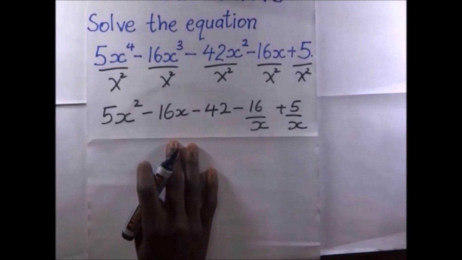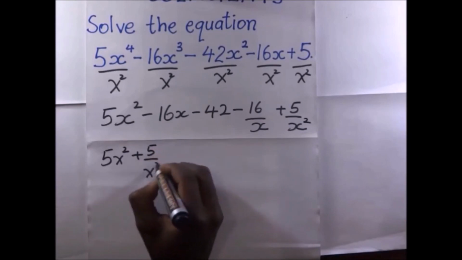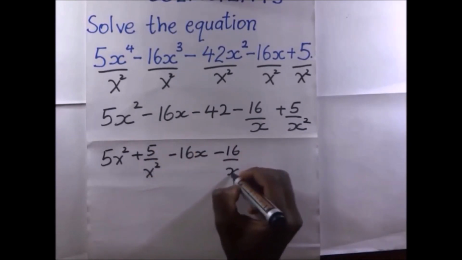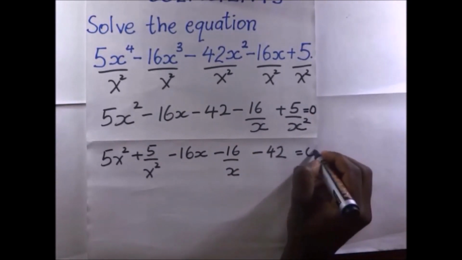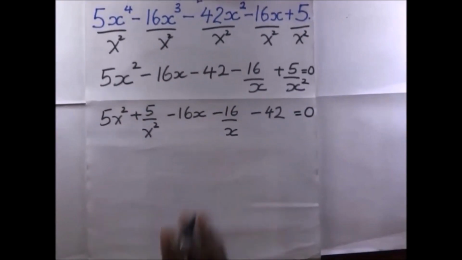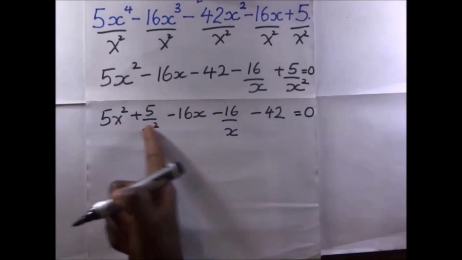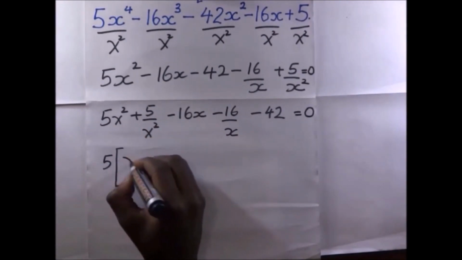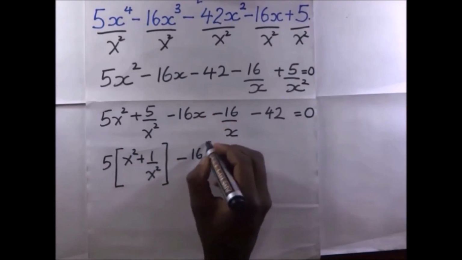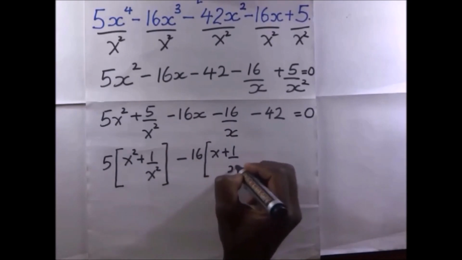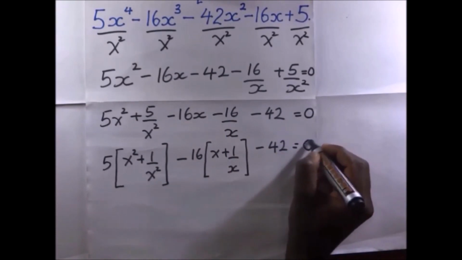So we collect like terms. 5x plus 5 over x squared, we equate this to 0, so this is also equal to 0. So after collecting like terms, we factorize out the common term here. The common term here is going to be 5. The common term here is 16. Minus 42, that's going to give us 0.